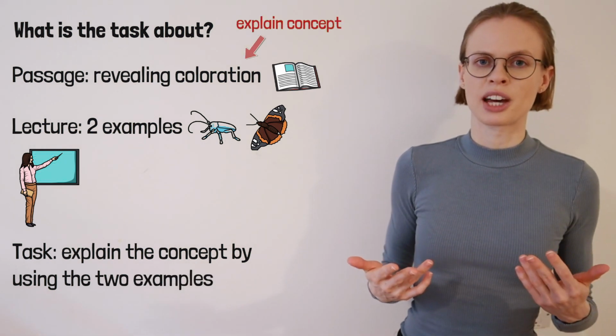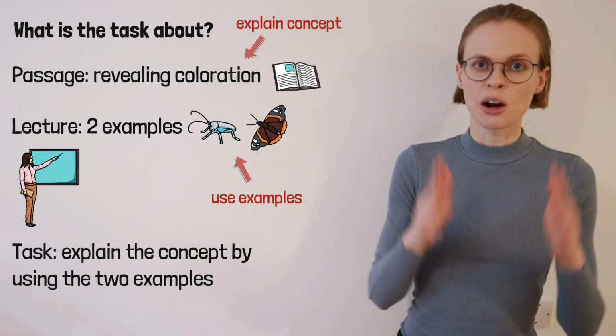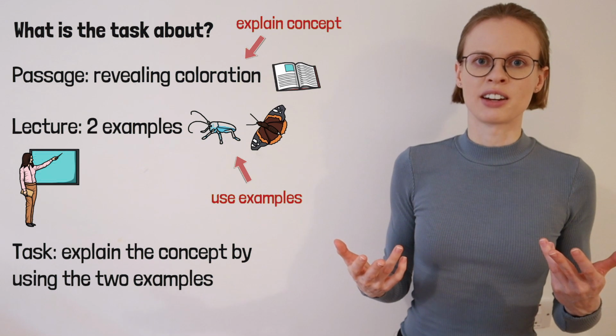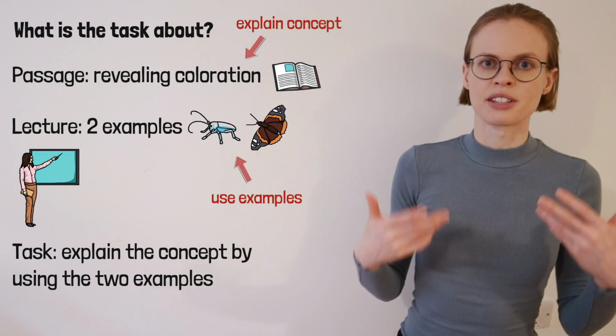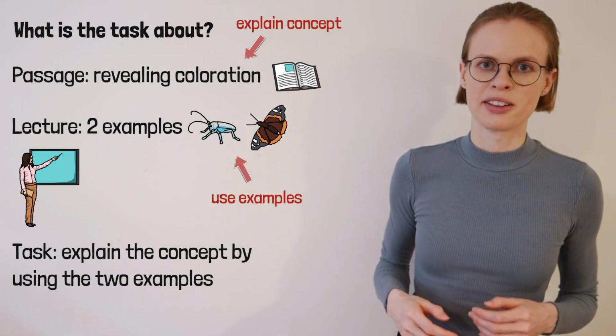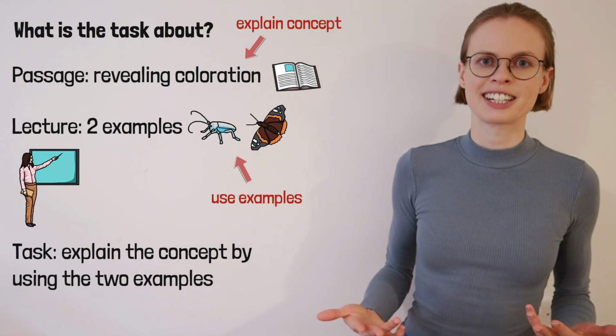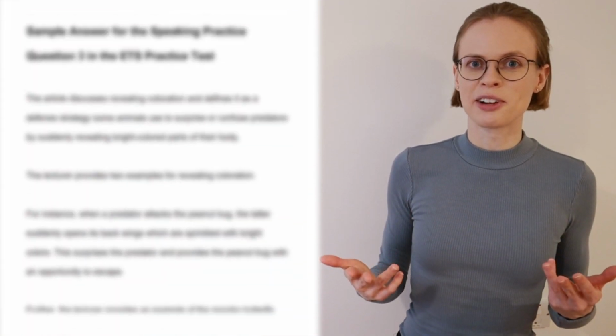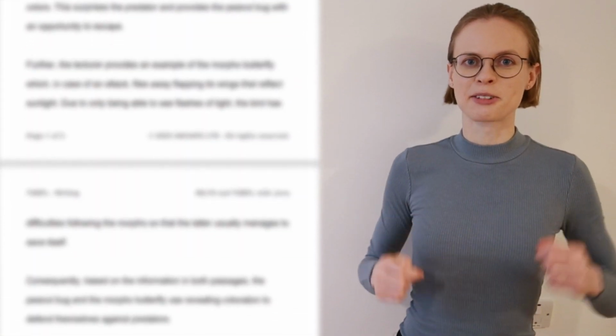So this means that you should talk about how the peanut bug and the morpho butterfly use revealing coloration to defend themselves against predators. And by doing this, you explain the concept of revealing coloration. I'm now going to give my answer to this question. I'm going to talk a bit faster now because this is how I would do it in the TOEFL. And by the way, you can download my answer in the description below.